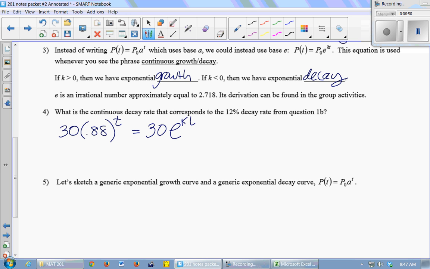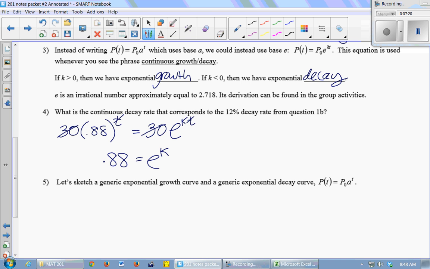e to the kt. So to make those two equations the same, the 30s don't matter because they're the same on both sides, right? T doesn't matter because it's the same on both sides. So it turns out that 0.88 has to be the same thing as e to the k. And how do you solve that thing? The ln of both sides.